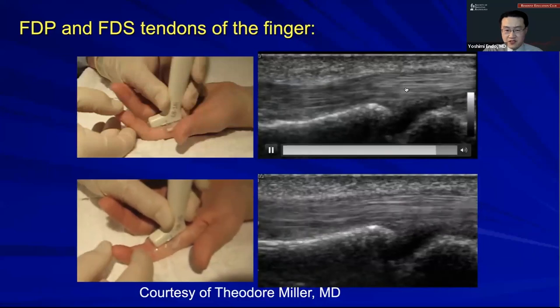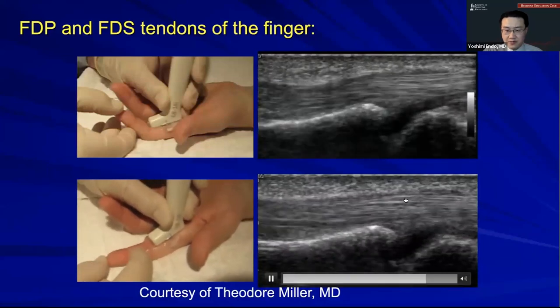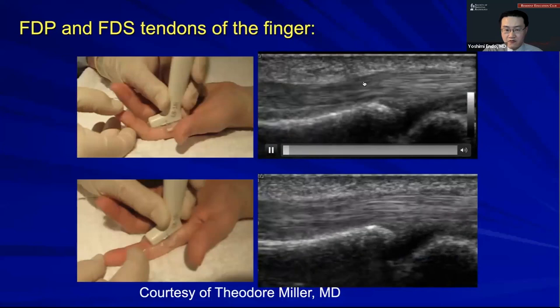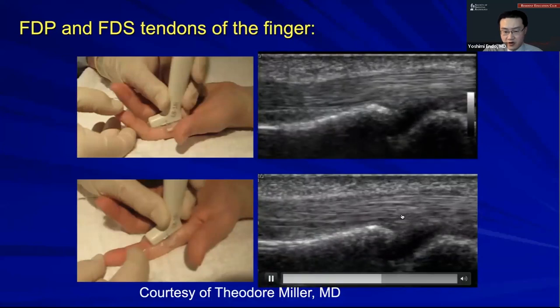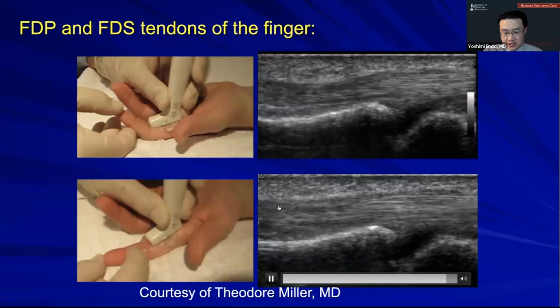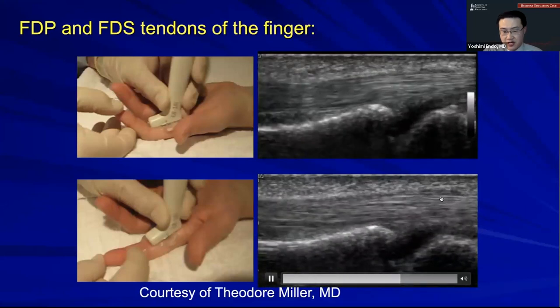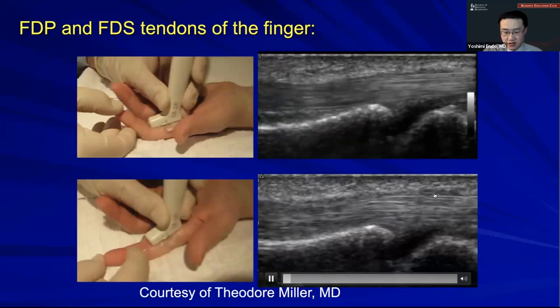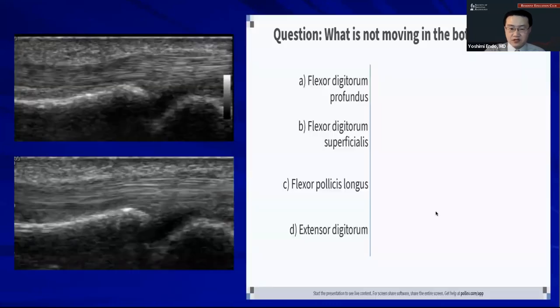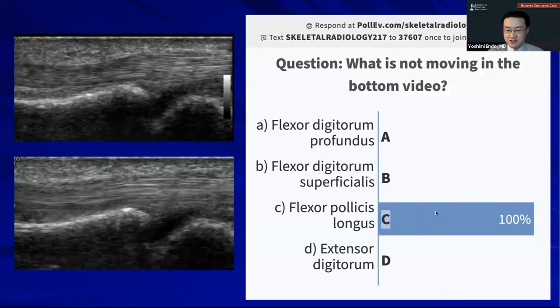And hopefully you can see the difference between the top video clip and the bottom video clip. Here, both of these tendons are moving, but at the level of the MCP joint, this tendon is moving, while this tendon that's coursing more superficial is actually not moving at all. So this leads me to the first audience response question.